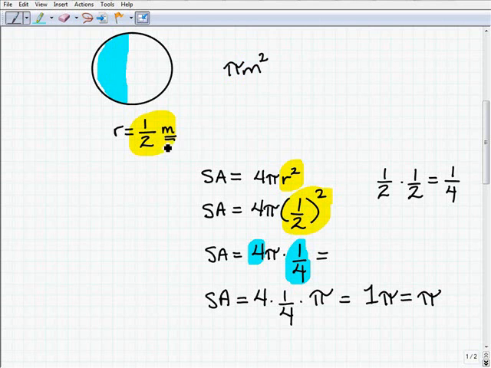Because our unit of measure is a meter, but let's go ahead and actually give ourselves a decimal, 3.14 meters squared. All right. So this is a pretty easy problem, and I hope you feel comfortable using formulas to solve some of these basic area and volume problems.